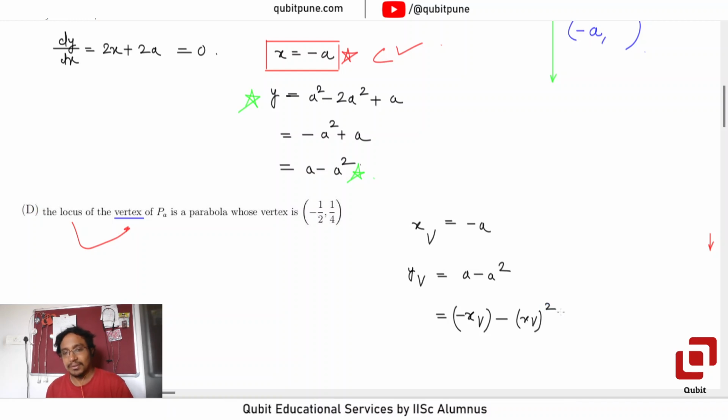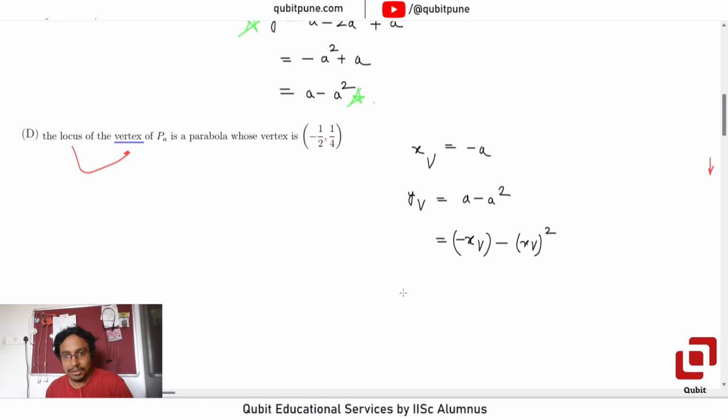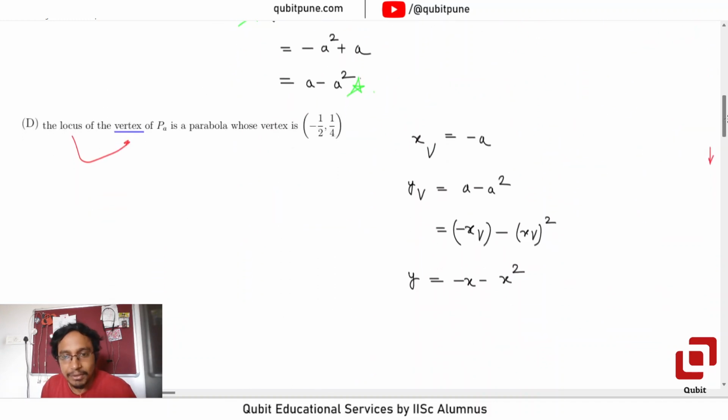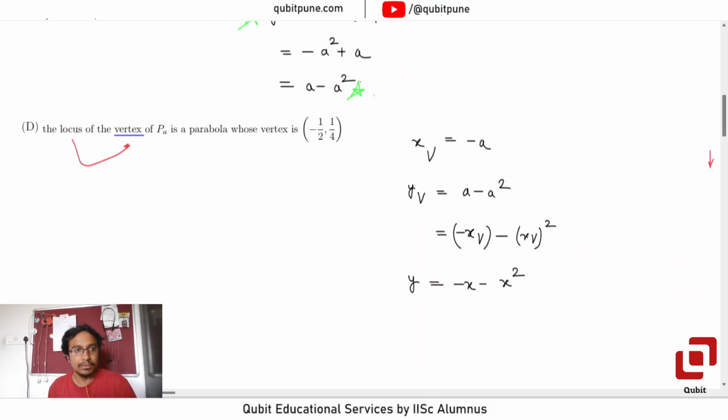Have you understood this? Yes. So now the situation is: y is equal to negative x minus x squared. So let's continue. We have found the equation of the locus. All we need to do is find its vertex.